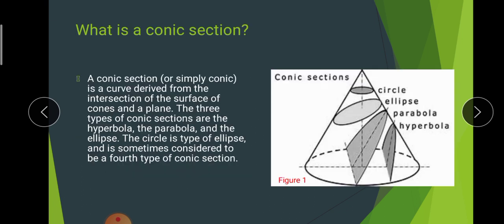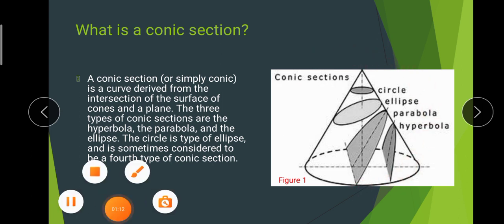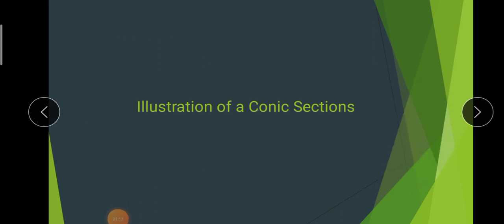What is a conic section? A conic section, or simply conic, is a curve derived from the intersection of the surface of cones and planes. As you will notice in figure 1, you can see the different types of conics inside the cone. For us to understand the topic about conics, we need to illustrate and visualize to see how it is formed.